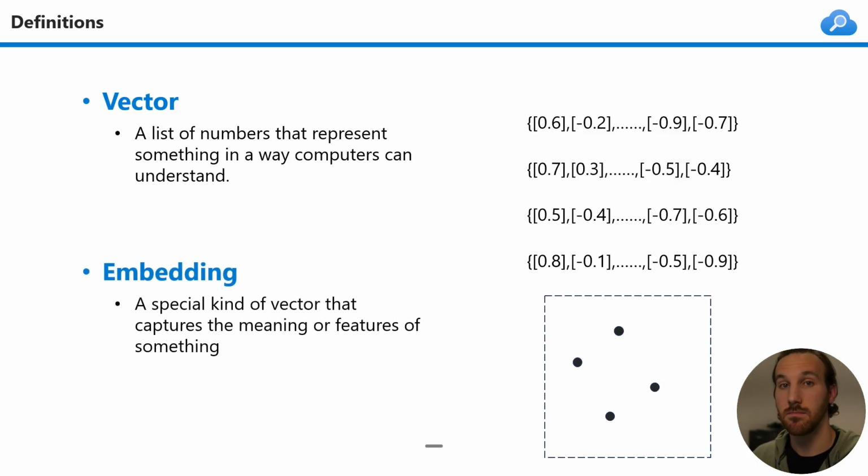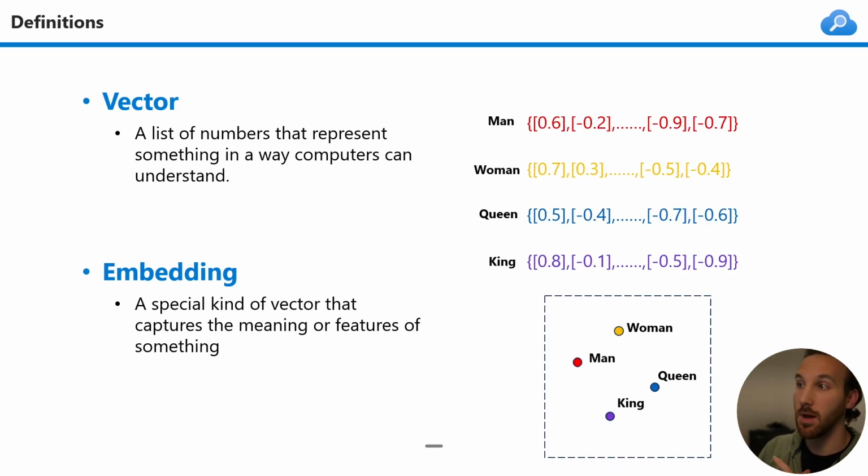An embedding is just a special kind of vector. It's a vector that has some sort of meaning or features that are captured within the numbers to represent something. So we might have a multi-dimensional vector that has lots of different dimensions that represents, for example, a man, woman, queen, king. And in those dimensions is the meaning of how a man relates to a woman or a queen relates to a king. And all of those play a factor into how the vector is created. And then later, how the vectors relate to one another.